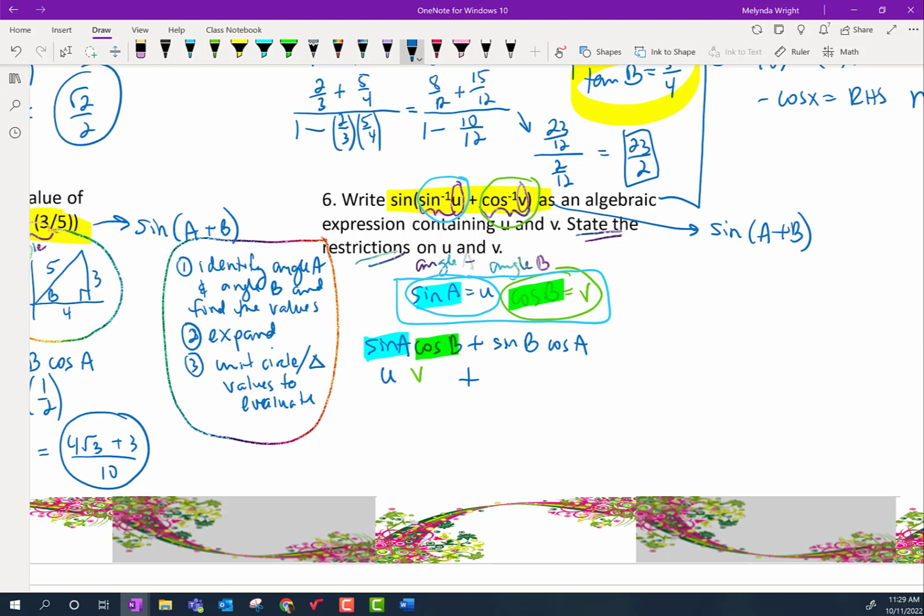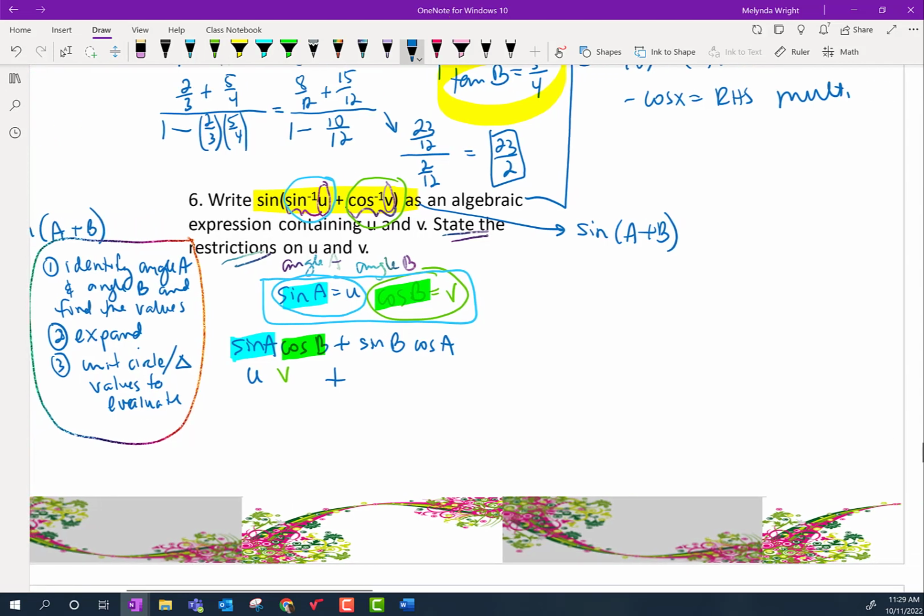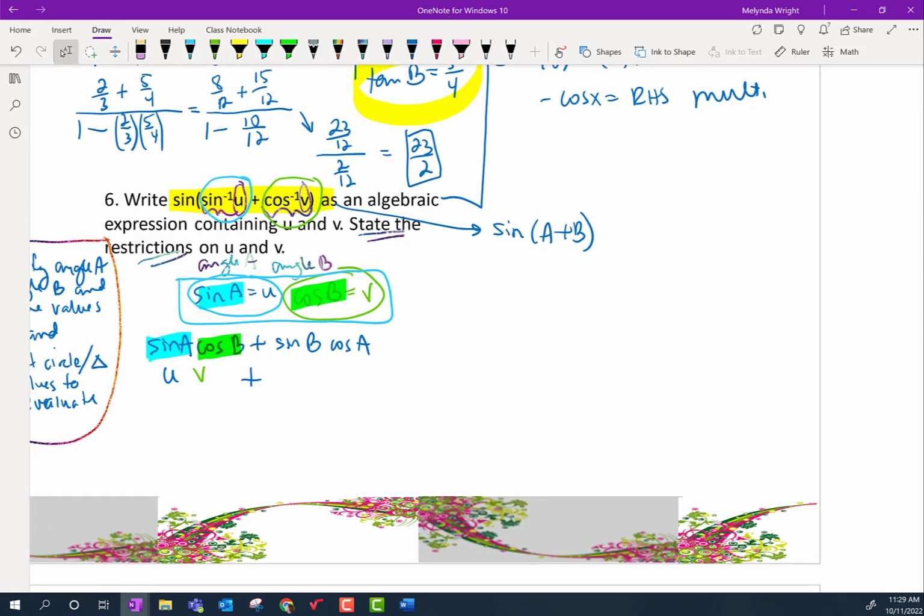Now where it gets a little wonky is we don't have sine of B and cosine of A, so we're going to have to do a little bit of work for those. That's where I'm going to come over here. So kind of go with me. Just kind of say, sure, Dr. Wright, we're right with you. Let me fix this cosine of B so we can see it.